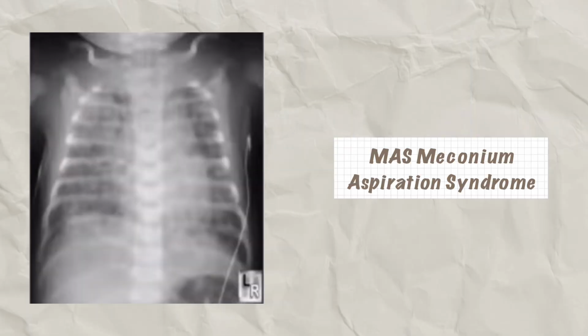The lung fields show bilateral, diffuse, heterogeneous, fluffy opacities. The involvement is patchy and asymmetric. There are areas of atelectasis alternating with areas of emphysema, suggestive of air trapping. The lungs appear hyperinflated. There is no uniform whiteout, and the opacities are coarse rather than fine. Features of air leak may be present, such as pneumothorax or pneumomediastinum, due to rupture of overdistended alveoli. Overall, the X-ray picture is consistent with meconium aspiration syndrome.